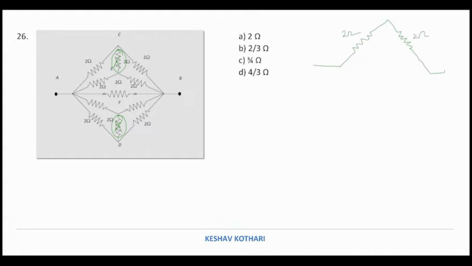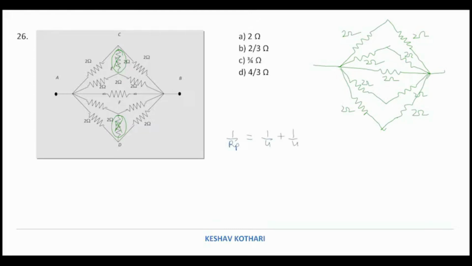followed by another layer of 2 ohm and 2 ohm. This is the connection in between, that is 2 ohm, and a similar pattern is drawn on the other side, something like this. So now if we calculate the effective value of resistance in parallel, one is 4 ohm, another is 4 ohm, another is 2 ohm.